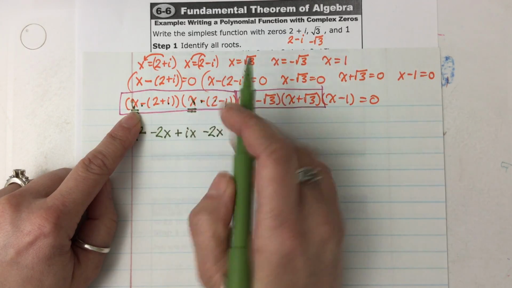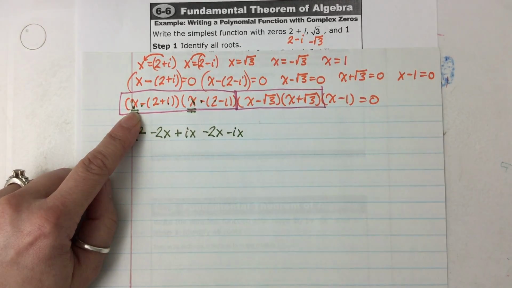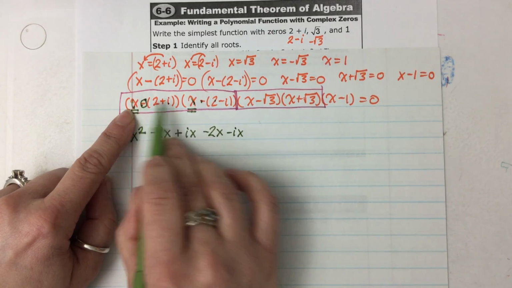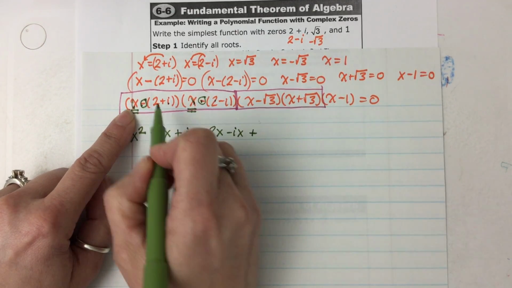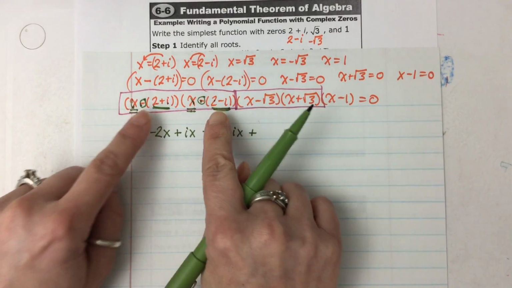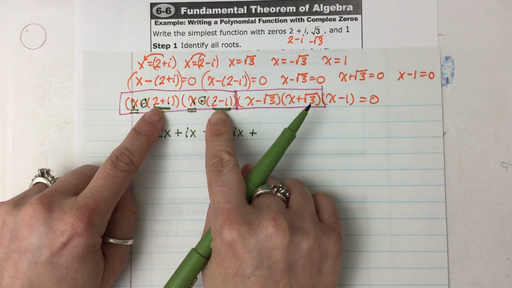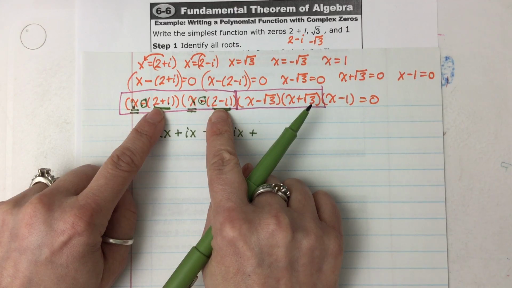X times negative i is negative ix. Last, negative times a negative is a positive. Now this has two terms and this has two terms. So what we're doing is we're actually doing the FOIL method within the FOIL method.